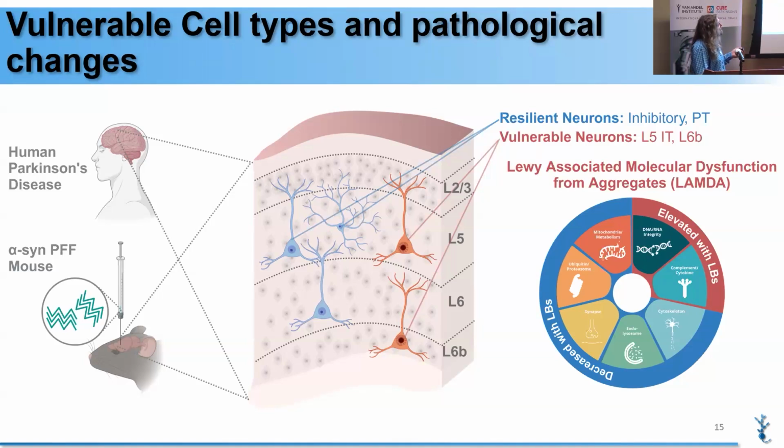And so what we found was that the vulnerable neurons are these layer 5 intratelencephalic neurons. So go ahead and try and say that 5 times fast. I did that too. And the layer 6B neurons are much easier. And then resilient neurons are these inhibitory neurons, so the cells that tend to make other cells not as active, as well as these pyramidal tract neurons.